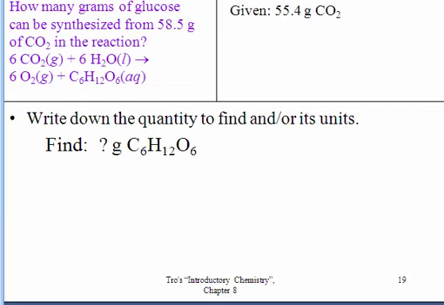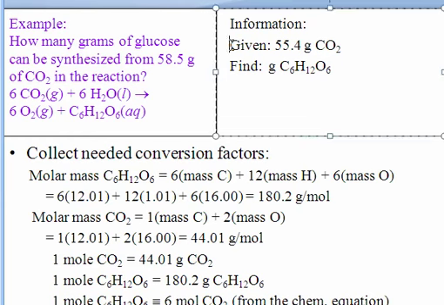We want to write down what we're given and what we want to get. When we write down our given and what we want, we see that we have grams of carbon dioxide and we want grams of glucose. Anytime we're given information about one chemical and we want information about a different chemical in a balanced chemical equation, we need to use stoichiometry. And stoichiometry always uses a mole ratio from the balanced equation.